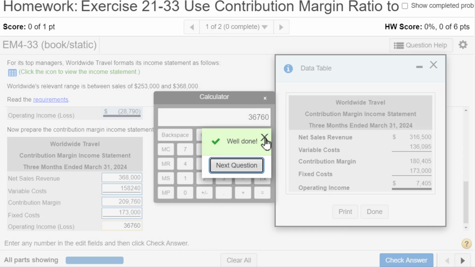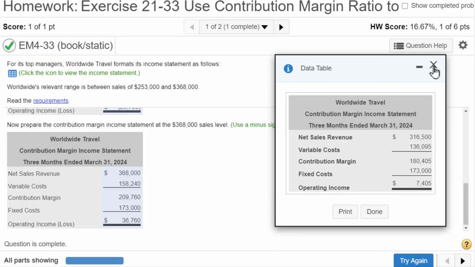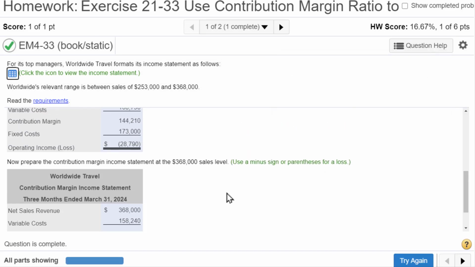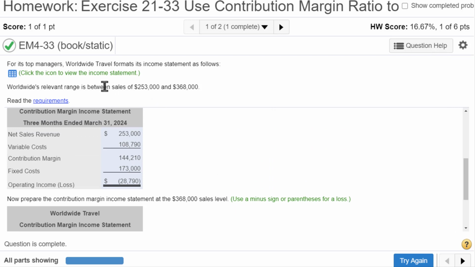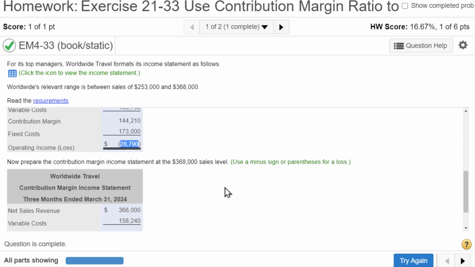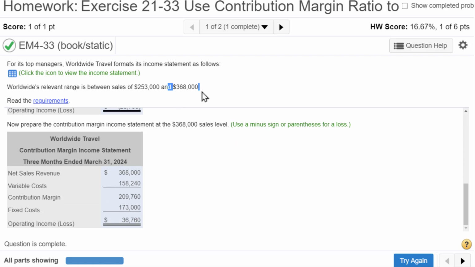So you would tell your bosses, your CEO or the CFO, that if our sales fall to the 253,000 level, we're in trouble. We're going to have an operating loss of negative 28,790. But if we can crank our sales up to 368,000, we're going to have an operating income of 36,760. So you can use this technique to figure out all sorts of what-if scenarios. And once your manager knows you can do this, they'll think you're a math whiz. So that's it for this problem.